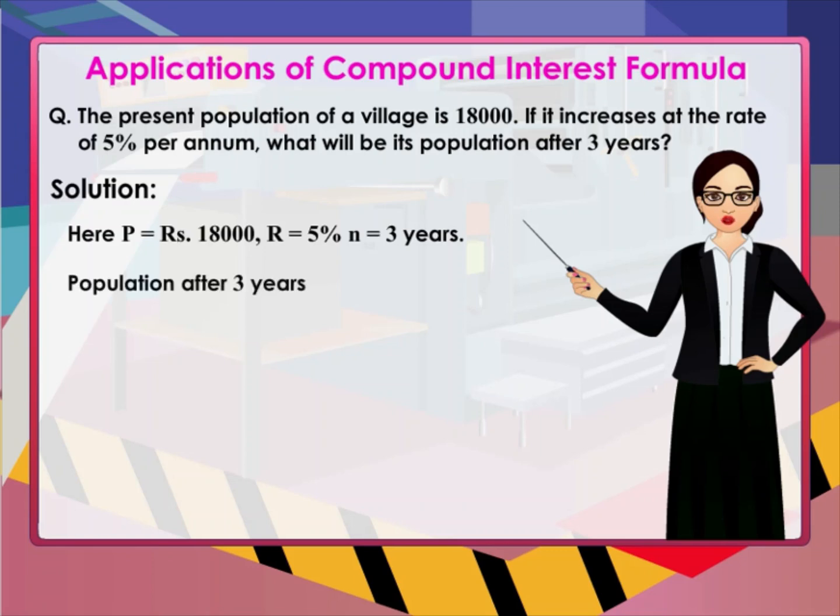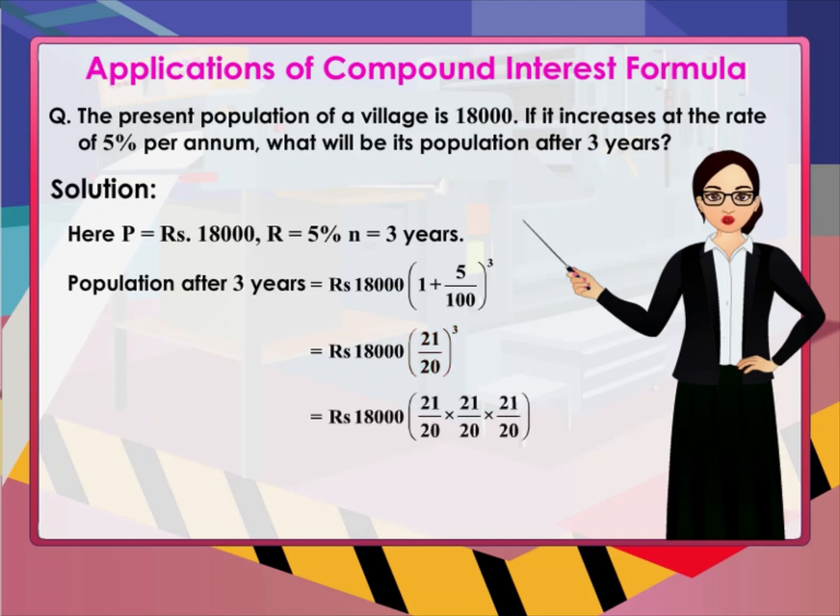Population after 3 years is equal to 18,000 into 1 plus 5 by 100, the whole power 3. As we did earlier, first simplify inside the brackets. So we get 18,000 into 21 by 20, the whole power 3. Now we can write this as 18,000 into 21 by 20 into 21 by 20 into 21 by 20. Cancel all the zeros and cancel 2 times 9 is 18. Now multiply the numerator and then divide by the denominator.